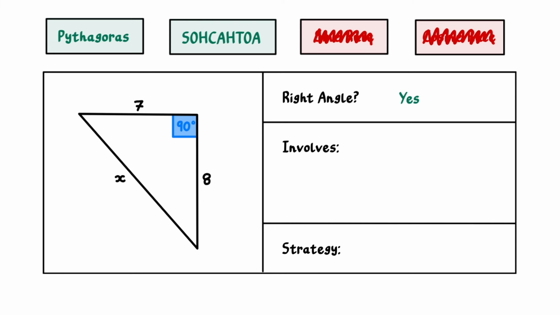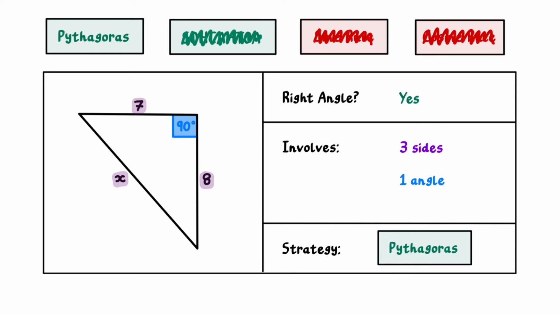Now, we should count how many sides and angles are involved, ensuring that we include both the unknown x and the right angle. We have 3 sides and 1 angle. SOHCAHTOA requires 2 sides and 2 angles, which we don't have. Pythagoras requires 3 sides and 1 angle, which is precisely what we have. So the winner here is Pythagoras' theorem.